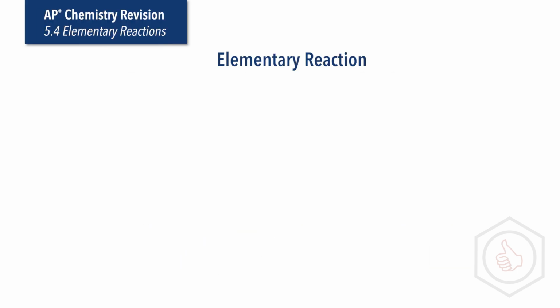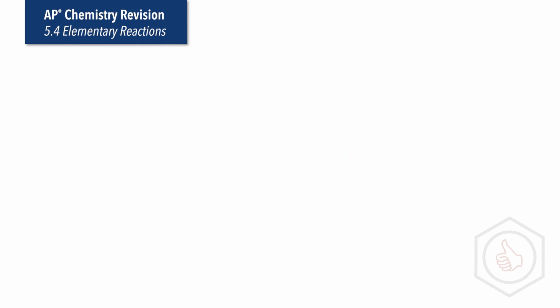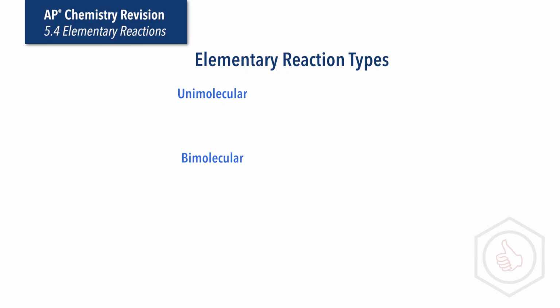An elementary reaction is a single-step process where reactants form products in one collision. Reactant particles collide together and products get formed. For elementary reactions, the rate law can be written directly using the stoichiometric coefficients from the balanced equation. There are three types of elementary reactions: unimolecular, bimolecular, and termolecular.